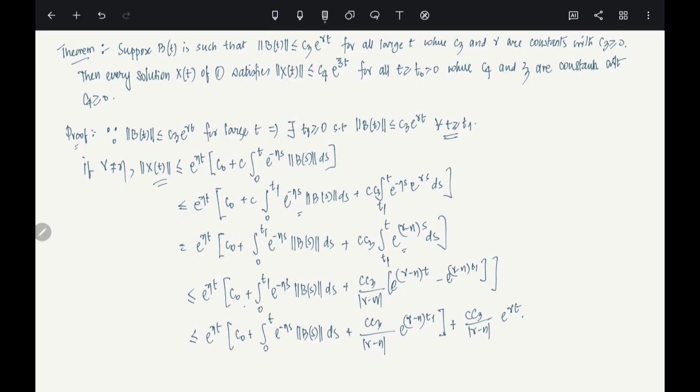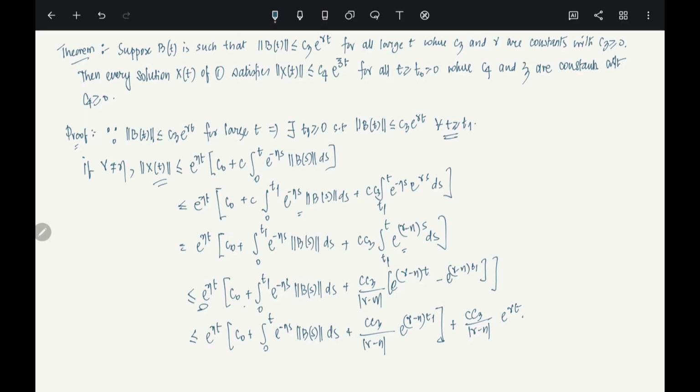Sorry, I should write it like this. I have to change the bracket here. You see, e to the power eta t and e to the power minus eta t cancel out, so e to the power gamma t is here. That's what I wrote. Okay, fine.